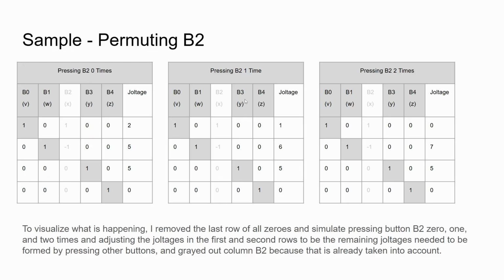So here I take each of those 3 options. I gray out column B2 because I apply this being pressed this number of times to the joltage. So here pressing 0 times, it remains 2, 5, 5, 0. If I press this once, I take away from the required voltage for the other buttons, say from 2 to 1. And same here, I take away 1 and make this 6. So pressing button 2 means I have to press button 1 every time I press button 2, if that makes sense. And pressing 2 times, it looks like this.